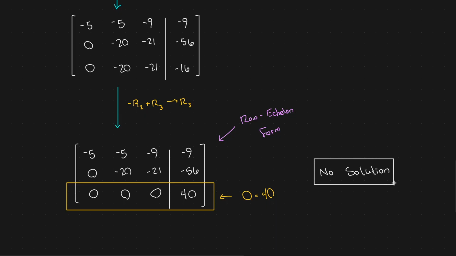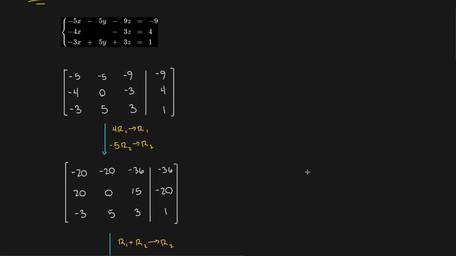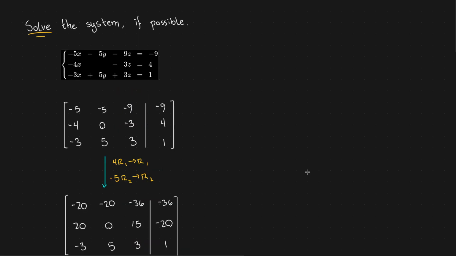So once you get to row echelon form, take a moment and check, do we have a solution or not? If you don't have a solution, you're done. If you do have a solution, then you have to work to find it, either using back substitution or by continuing the row reduction process to get to reduced row echelon form. All right? Now let me summarize the procedure we've just done, because I know it's kind of complicated. There were a lot of steps.